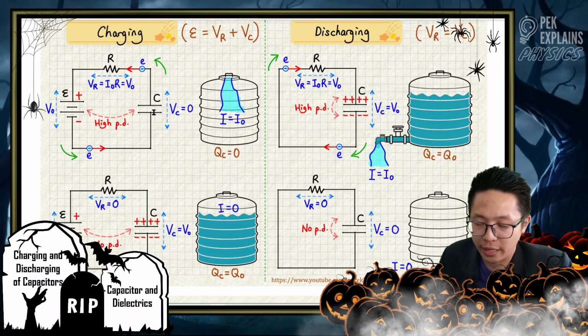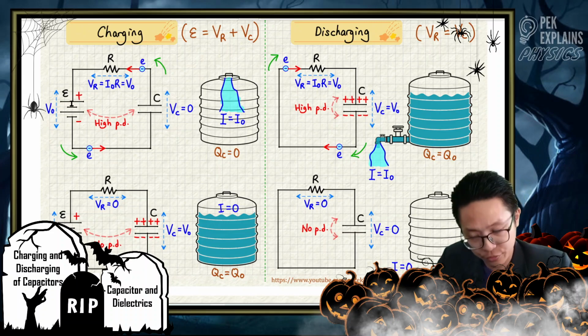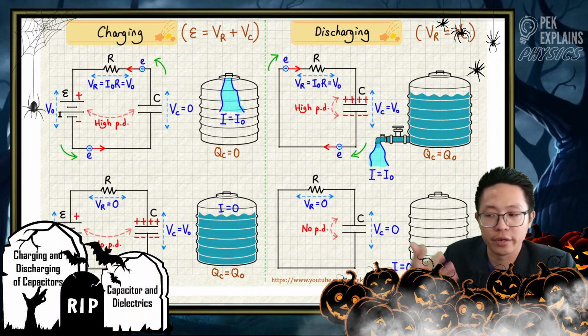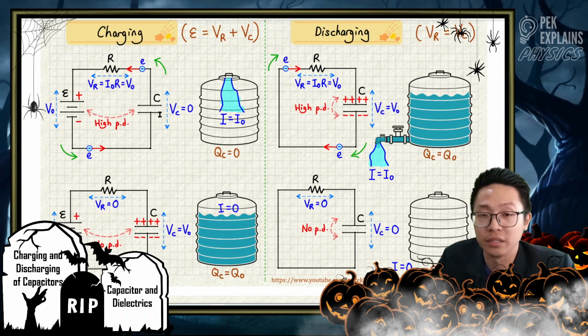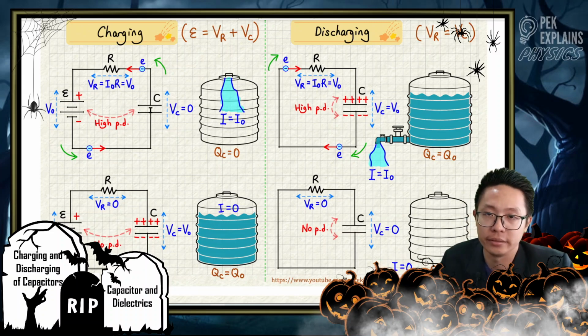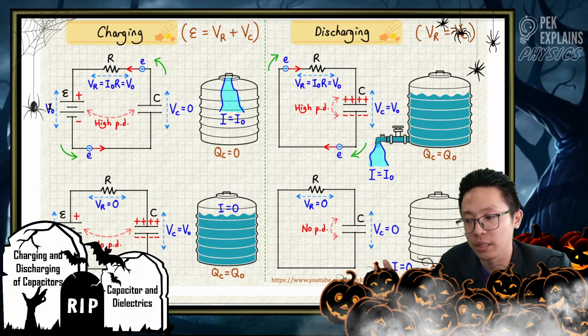When we first connect the capacitor with the battery, we know that the battery itself already has a very high voltage, but the capacitor is neutral, isn't it? The capacitor is neutral, so it has no potential, 0 voltage. VC is 0. So there exists a high potential difference between the battery and the capacitor.